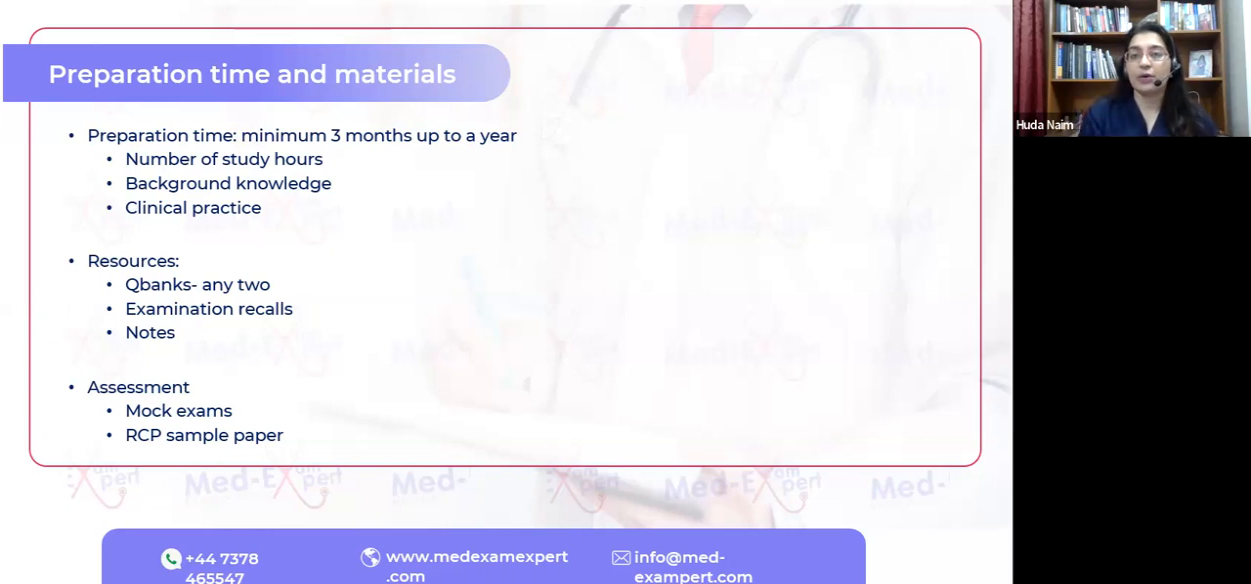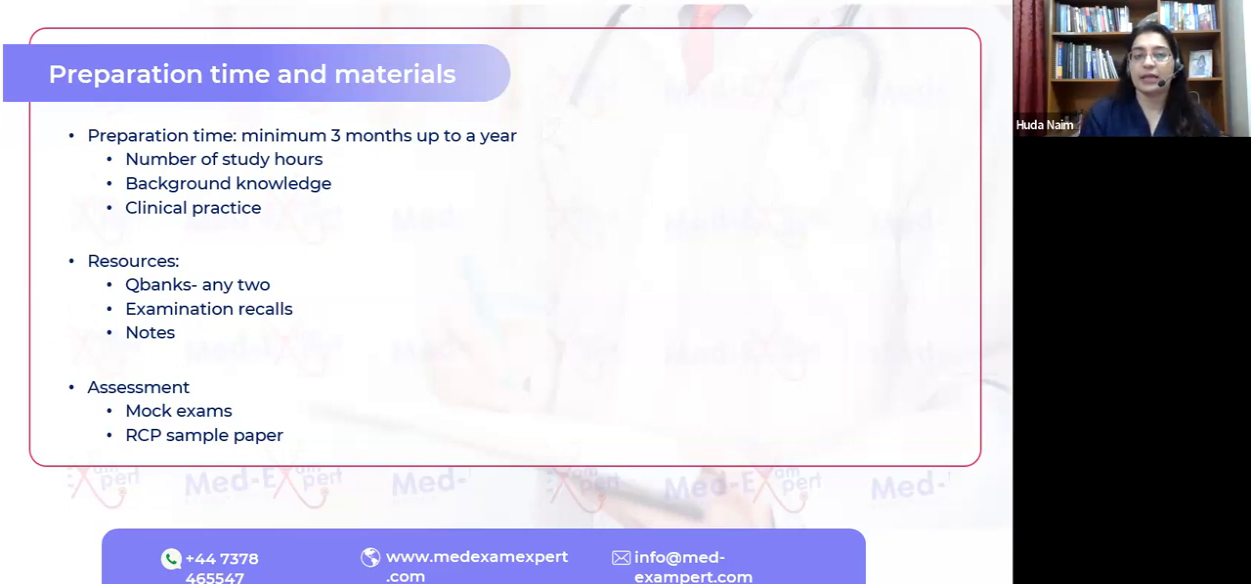Then examination recalls. Please go through the recalls. Do not use them to rote learn any questions. Try to use them as a learning tool. Whenever you come across any question, analyze it, give it time, think about the question. Why is the option correct? Why is that option wrong? What is the additional information that the question or the explanation is telling you, so that you can keep a mental note about any new information that you come across.